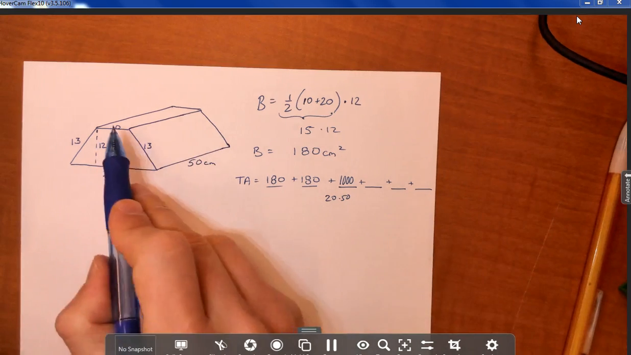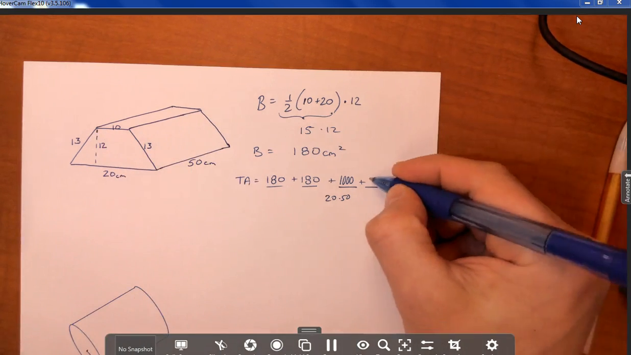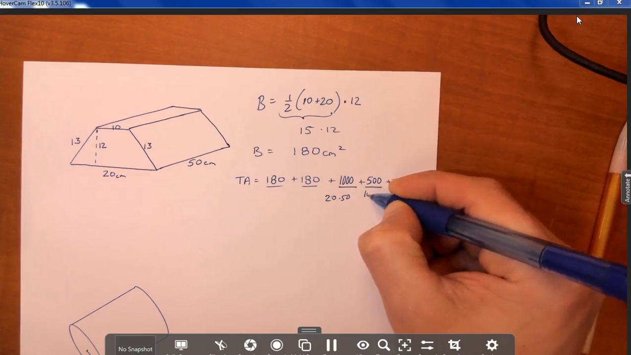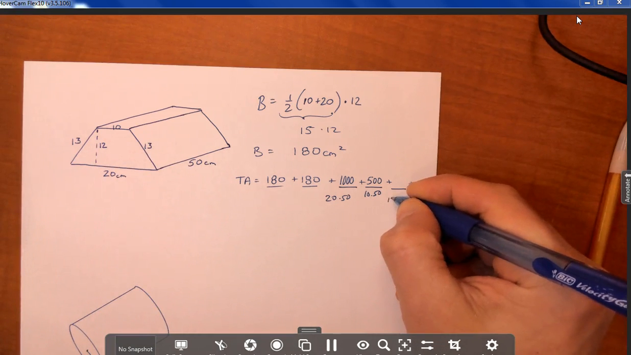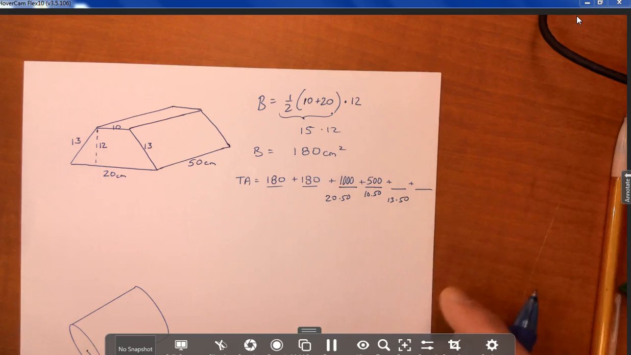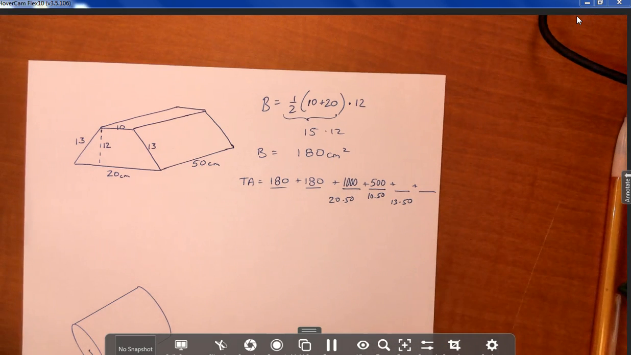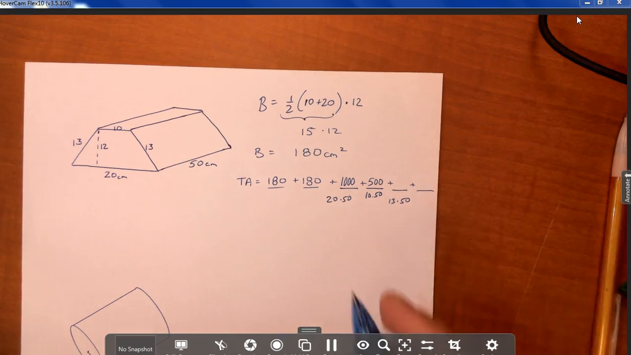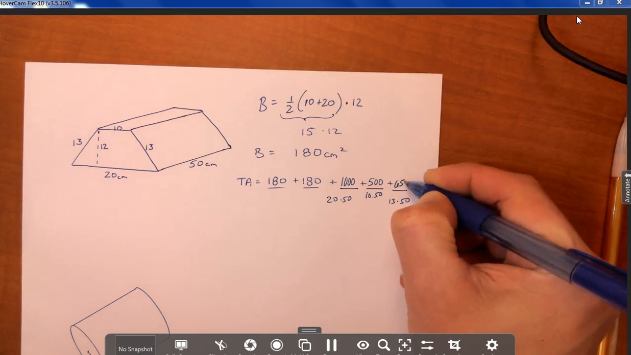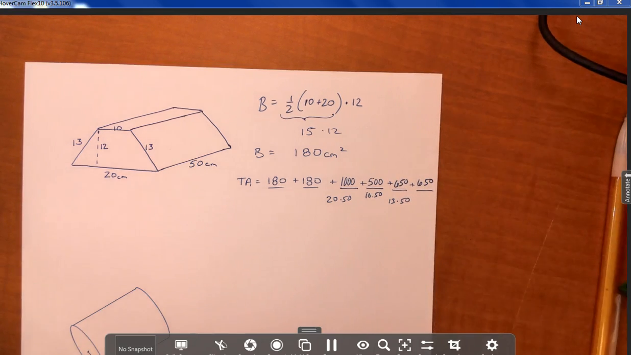And on the top, you've got 10 by 50, which is going to be 500. Okay, and then the right and the left side are going to be the same, so we just need to do 13 times 50. And let's see, that is going to be... am I right? Is that 650? Just thinking, right? 13 times 50. We'll double check with the calculator. Yep, 650, just make sure I'm good. So in there you have 2 of those, 650 and 650.